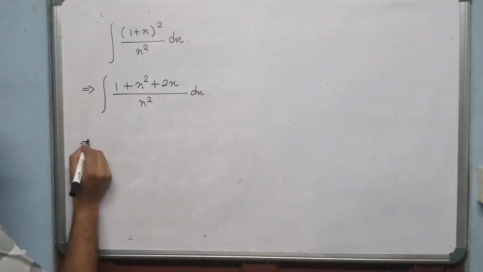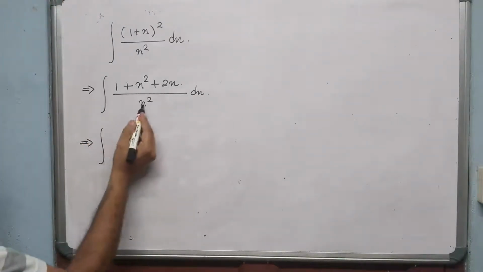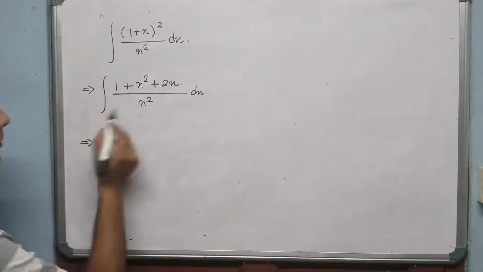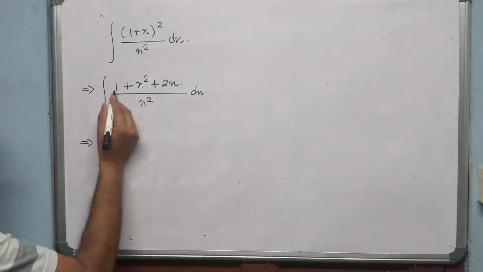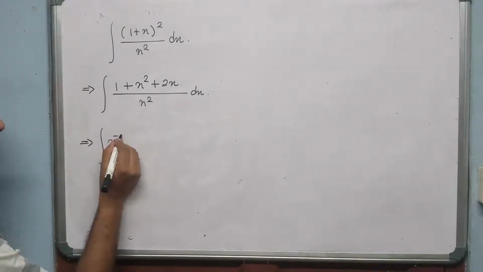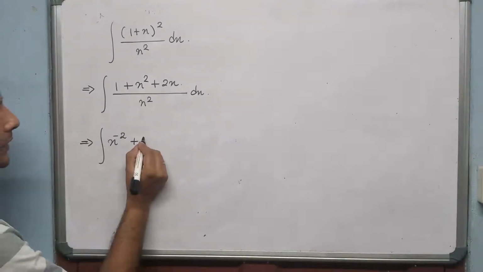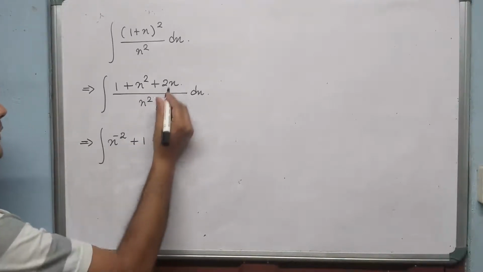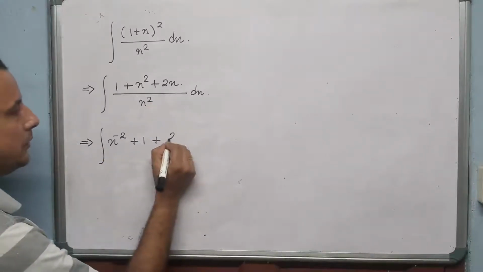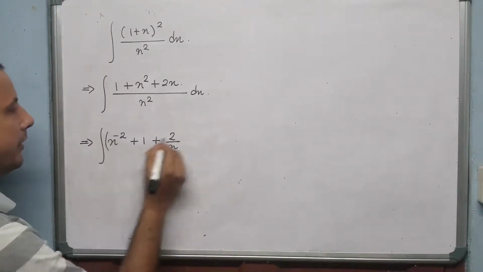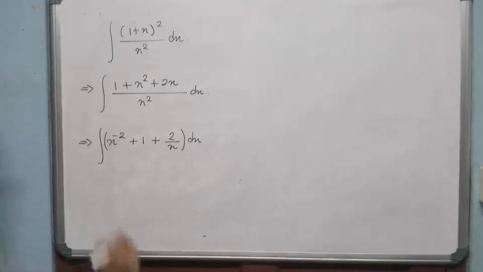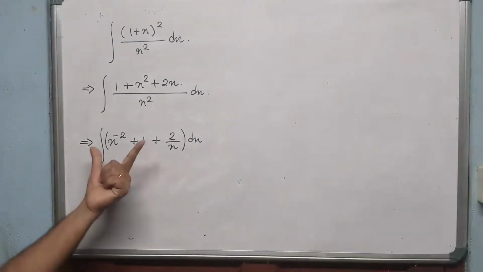To convert this function in terms of formula, you have to divide the numerator by the denominator. 1 divided by x square means 1 upon x square, you can write x to the power minus 2. Plus x square divided by x square is 1, plus 2x divided by x square is 2 by x. Now every algebraic function over here is in formula form.